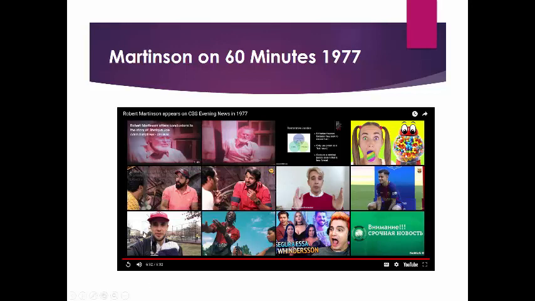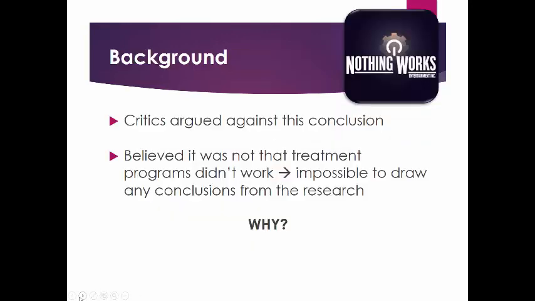Robert Martinson actually came to very much regret his decision, and he eventually went on to take his life, in part because of how this turned out. But a lot of people argued against his conclusions and the conclusions that nothing worked.